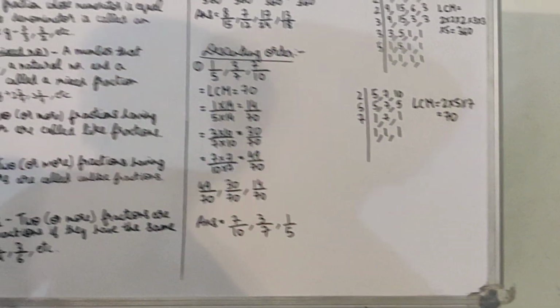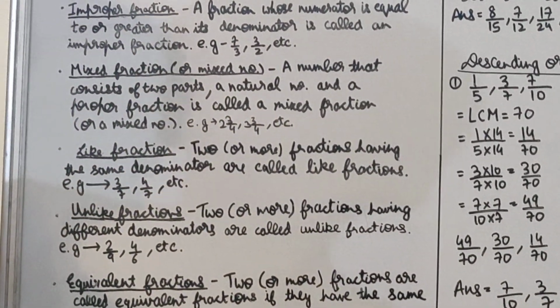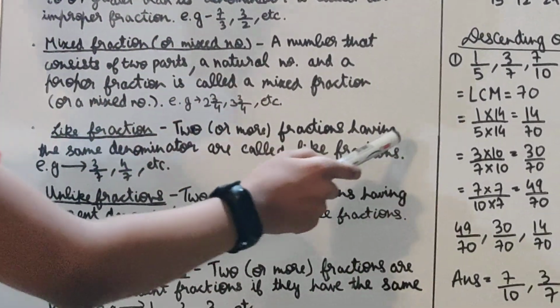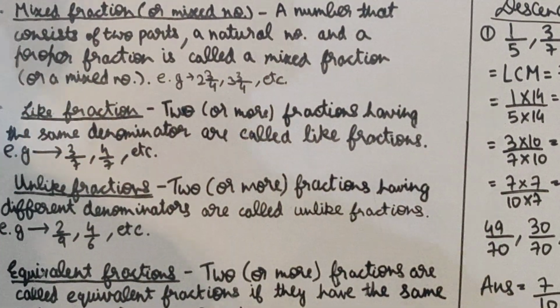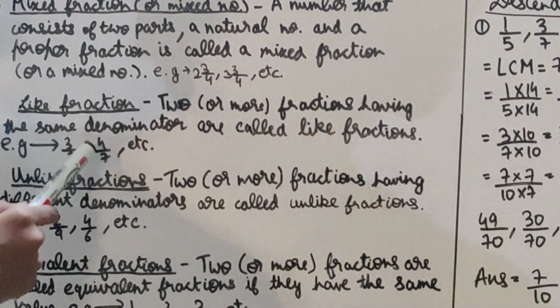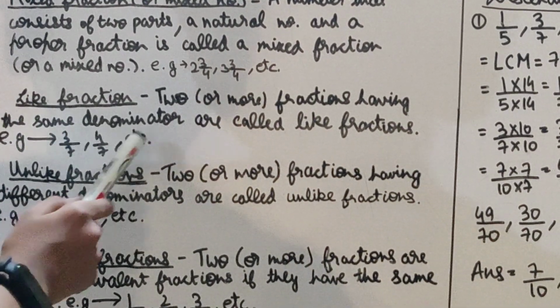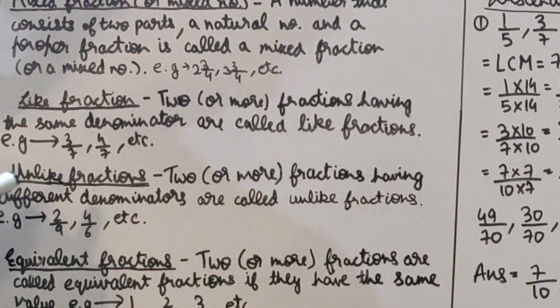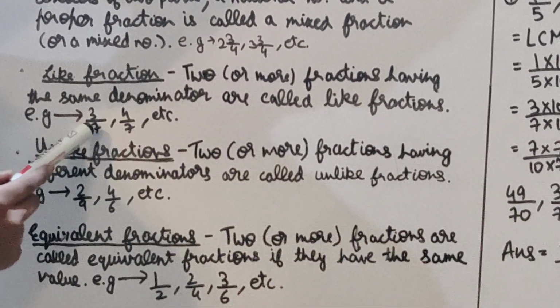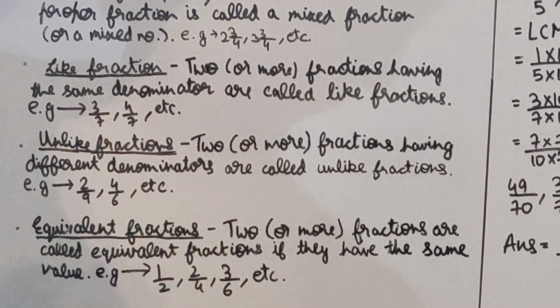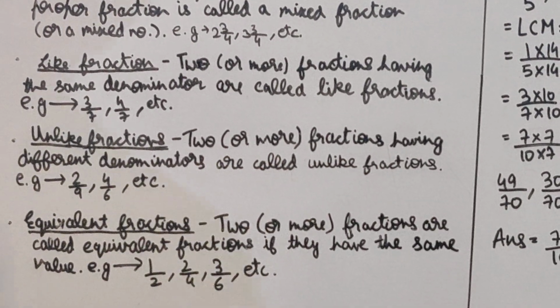Now let's move on to like fractions. Two or more fractions having the same denominator are called like fractions. Example, 3 upon 7, 4 upon 7, etc. Over here, 3 upon 7 and 4 upon 7 both have the same denominator, that is 7. So, they are called like fractions.